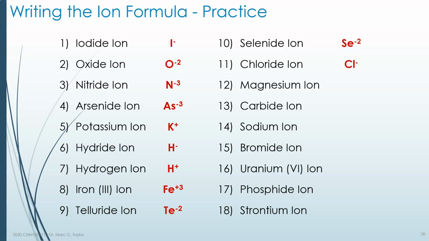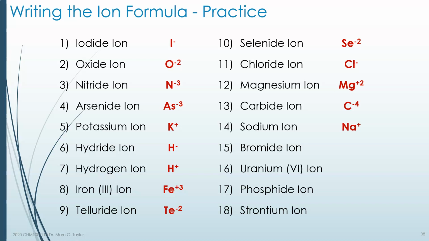Magnesium ion, magnesium is an alkaline earth, that is the second column, group 2 or 2A, those are all +2. Just like magnesium and calcium and strontium, those are all +2s. Carbide, remember carbon is 4 away from the noble gas, so it'll be -4. Sodium ion is all the way over on the left. It's Na, and it only forms +1 charges when it has a charge.